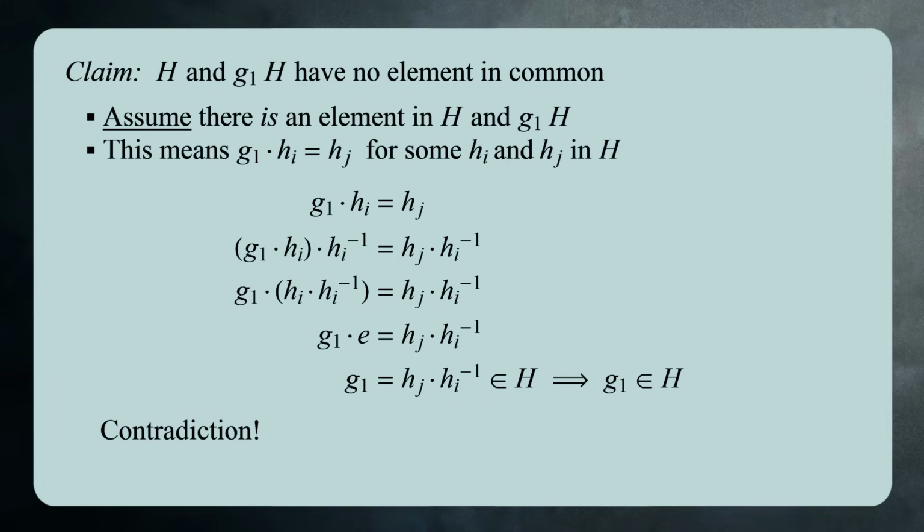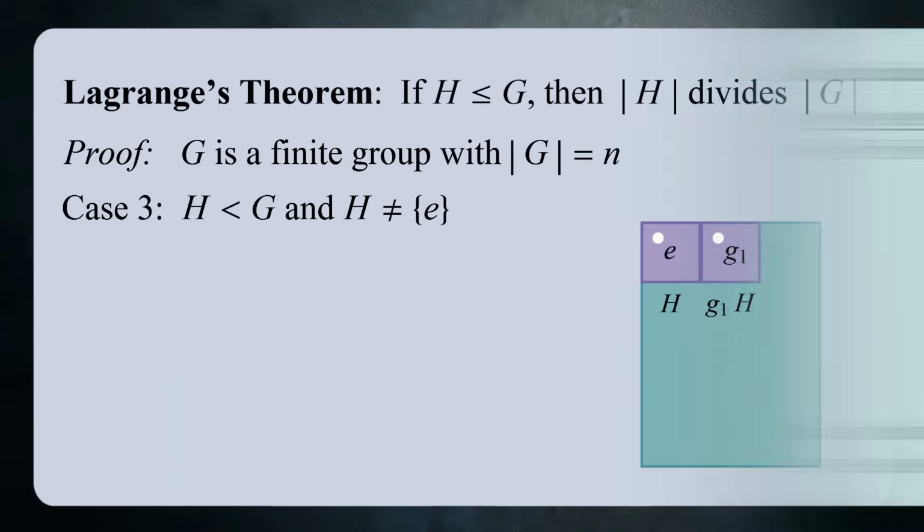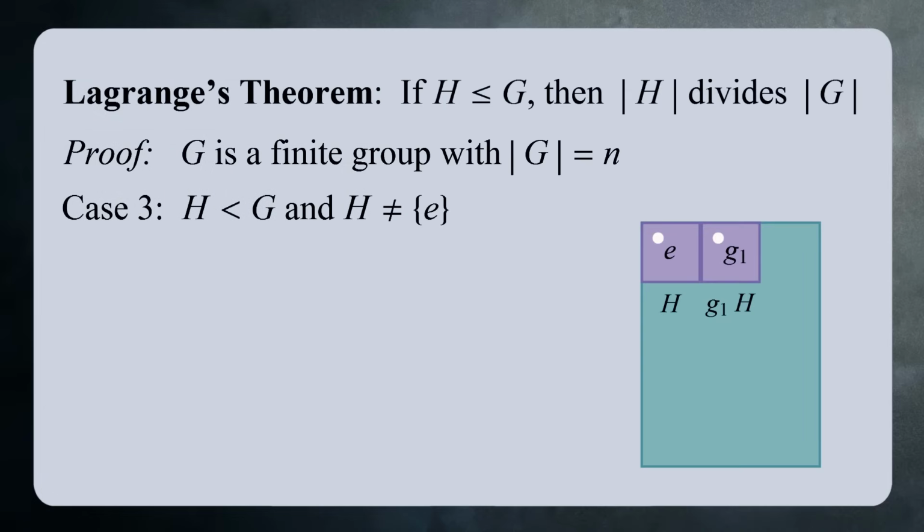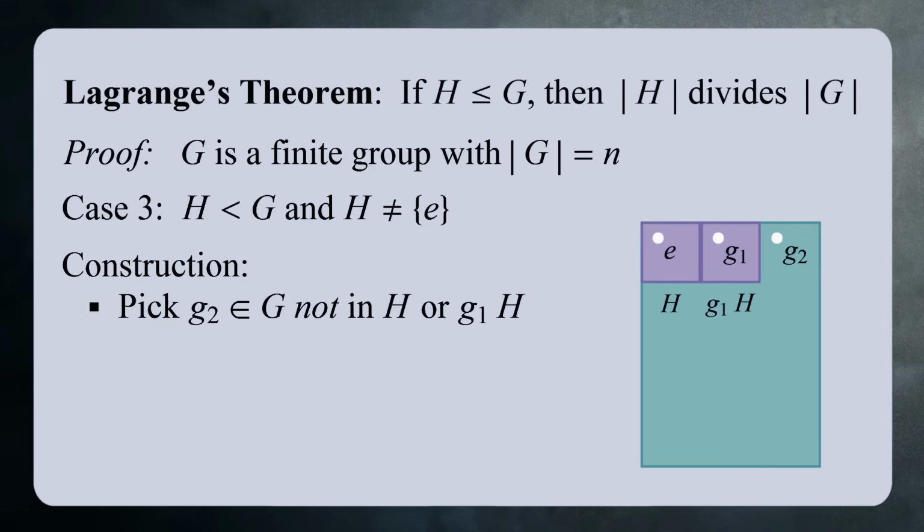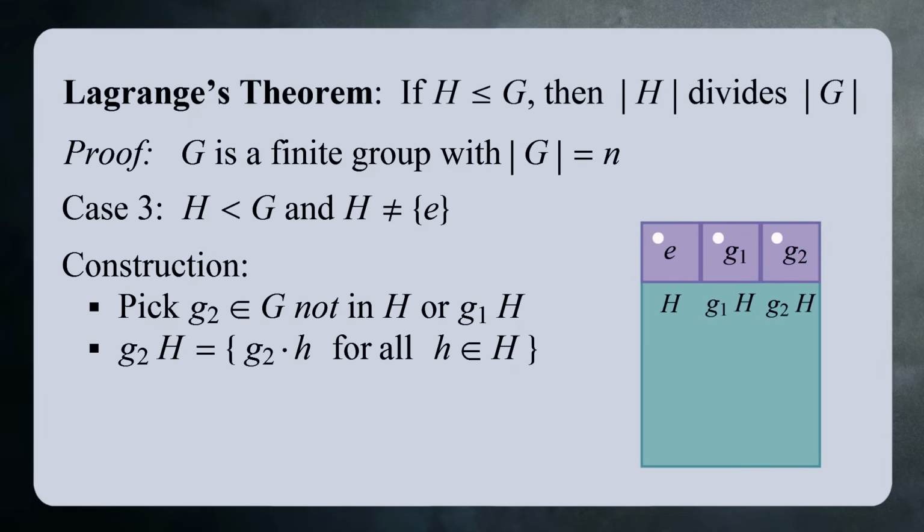But this is a contradiction. We specifically chose G1 to not be in H. So our assumption must be wrong, and the two sets do not overlap. We're going to repeat this process until we get to the point there's no element in G that's not in a coset. Pick an element G2 that lies outside both H and G1H. Again, we'll look at the left coset G2H. Using the same argument as before, H and G2H do not overlap.